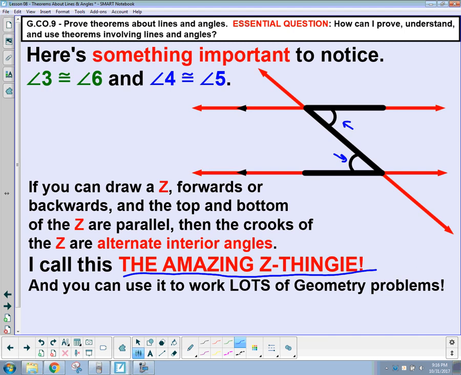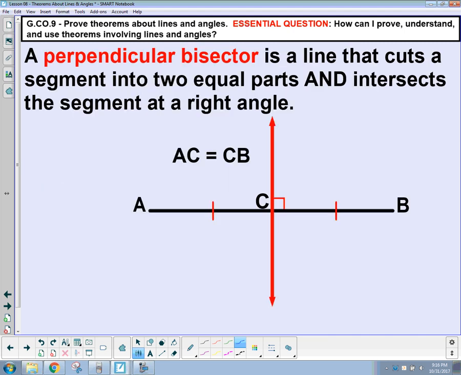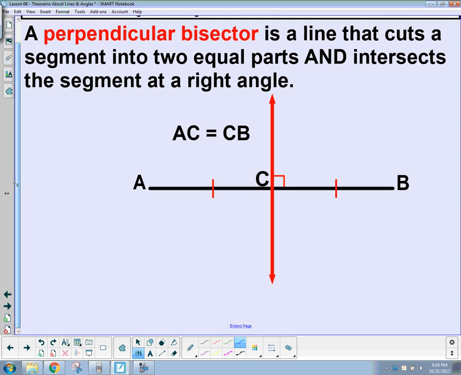So let's go over this perpendicular bisector idea. A perpendicular bisector is a line that cuts a segment into two equal parts and intersects the segment at a right angle. So let's keep something straight here. The bisector part gives us this cutting in half idea. The perpendicular part gives us this 90 degrees idea. So together we have an intersection that's also cutting a line in half. Okay?